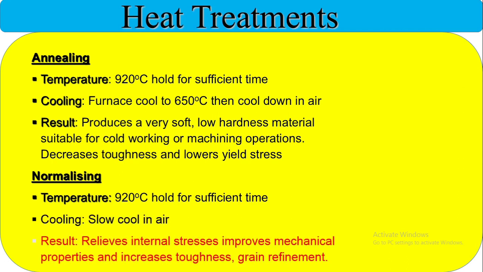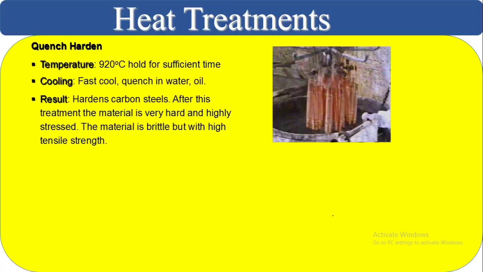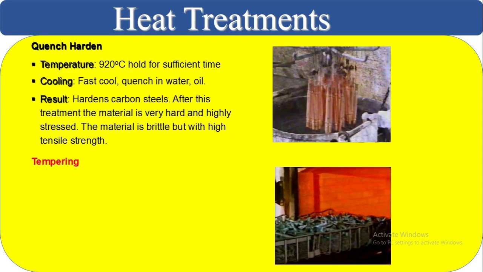Now the result: relief of internal stresses, improved mechanical properties, increased toughness, and grain refinement. So why do we do normalizing? Because if internal stress is there, it will be relieved, and mechanical properties improve, like increased toughness and grain refinement. So this is normalizing.